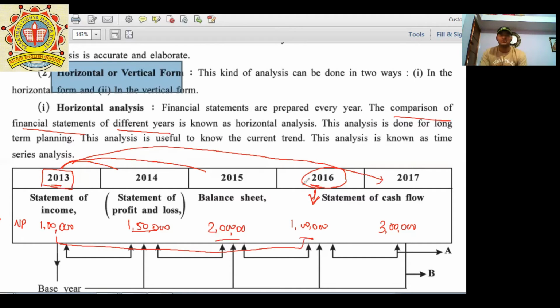Okay, so here it is called horizontal analysis, where comparison of financial statements means the company's name is the same, like Reliance Limited, means the company is the same, but the company's own comparison with itself for different years. So it is called horizontal analysis.